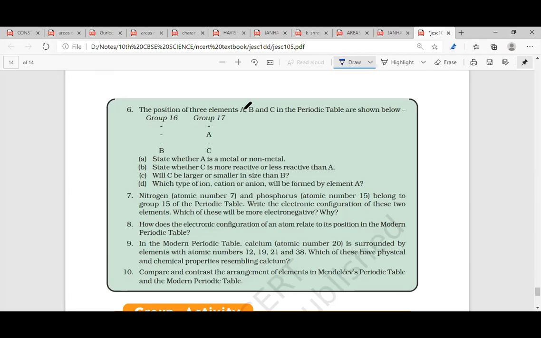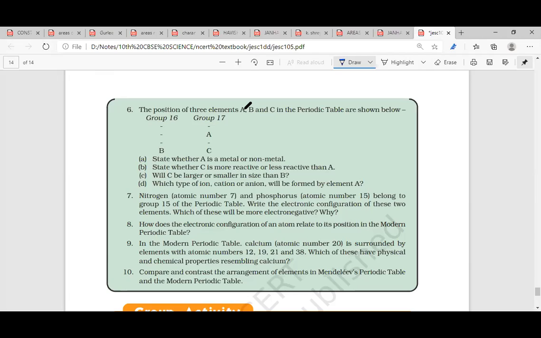Electronic configuration, nitrogen 2, 5, and phosphorus 2, 8, 5. Right? So which one is more electronegative?